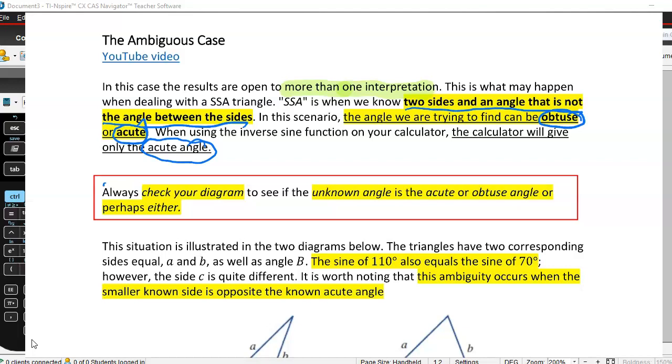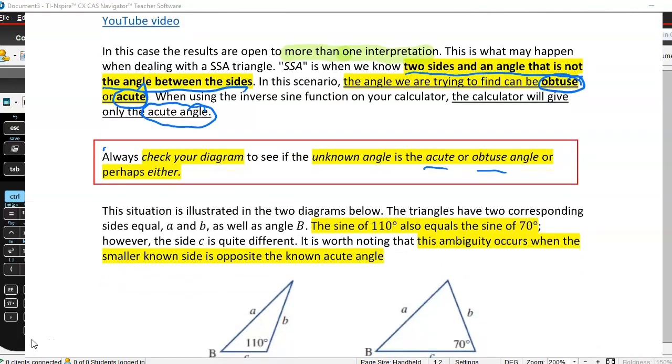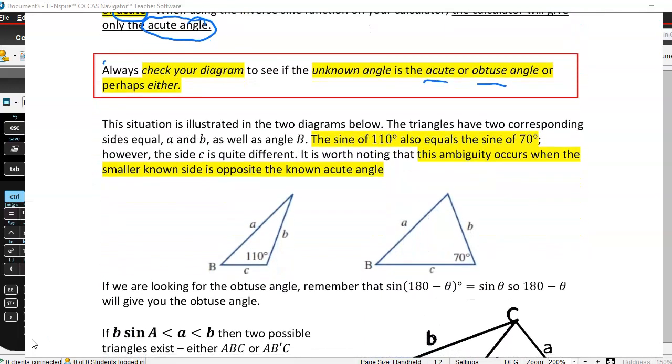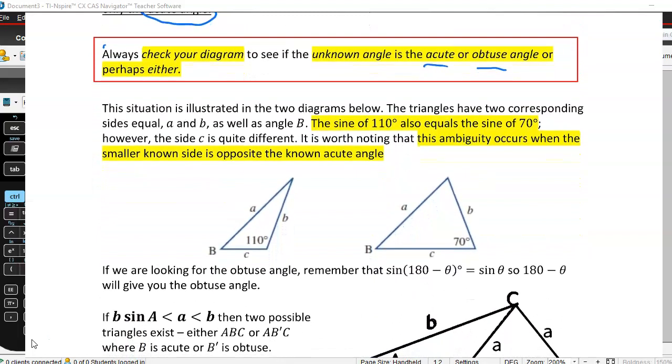Okay, now if you're given a diagram, you may be able to tell whether the angle is acute or obtuse, but you don't always get given a diagram, or it might not always be clear. So here's an example that illustrates what I mean. The two triangles have two corresponding sides equal. So A and B are of equal length in both triangles.